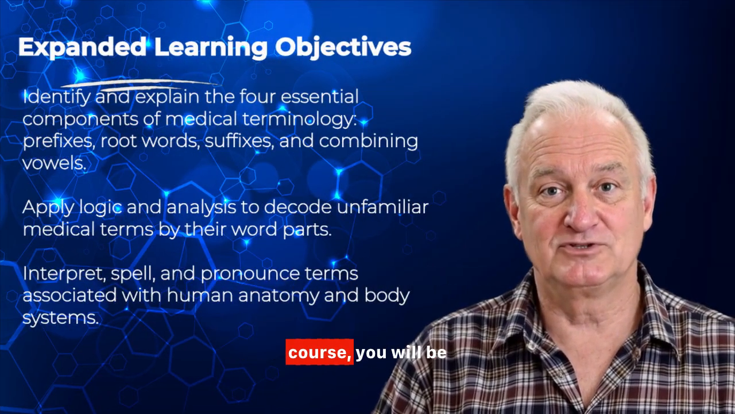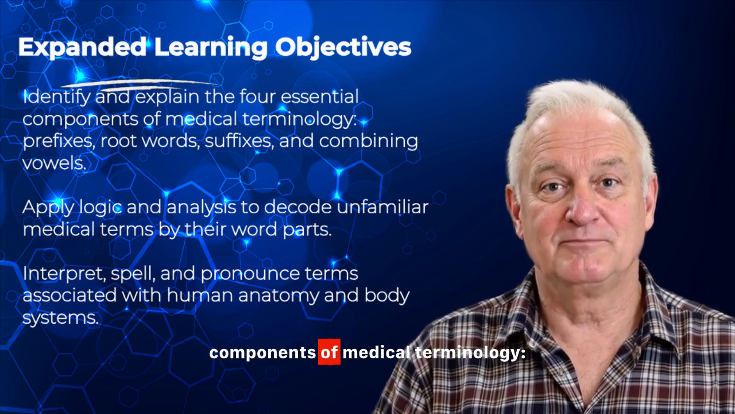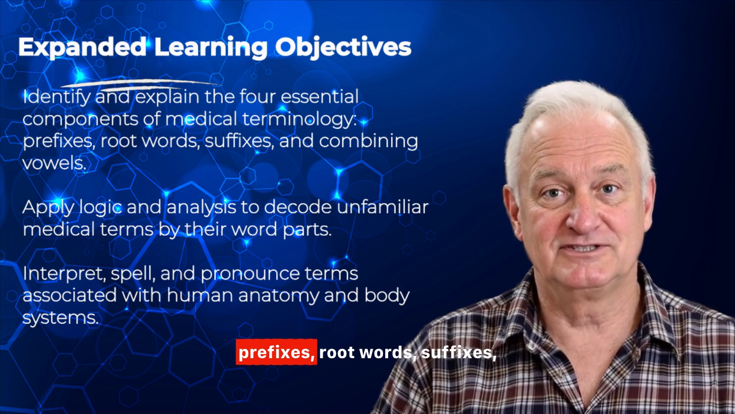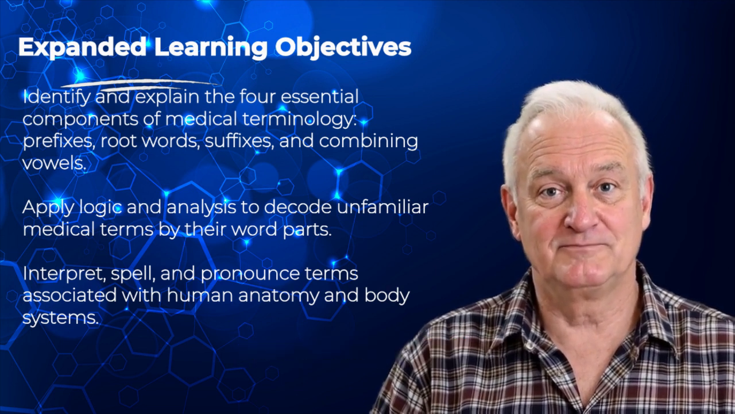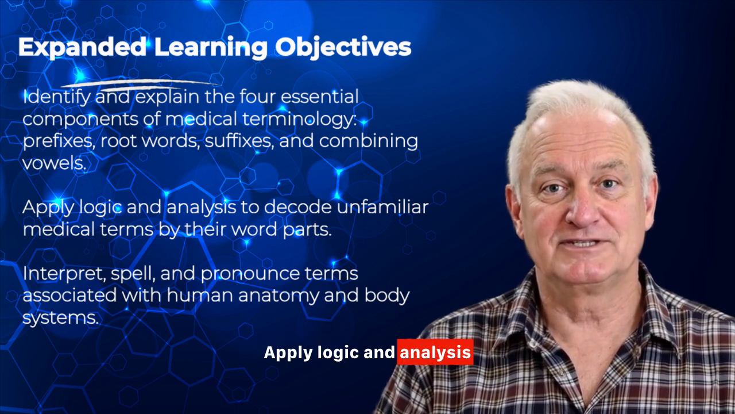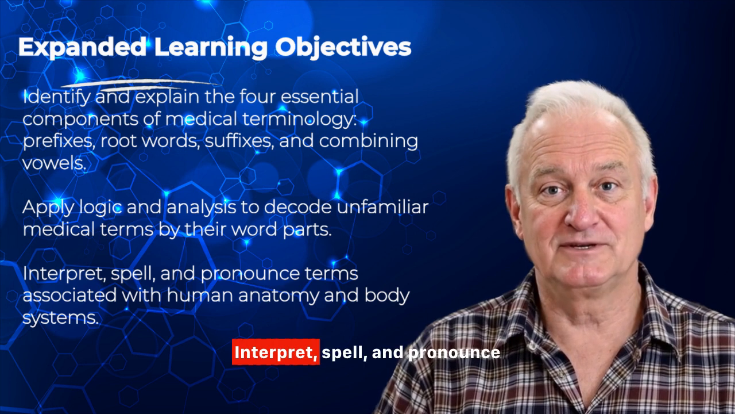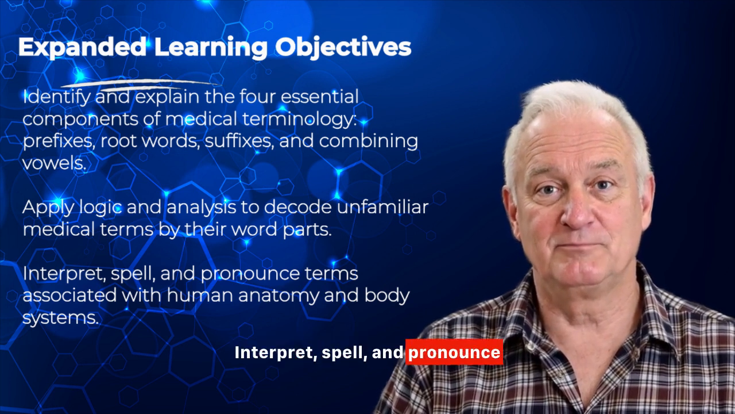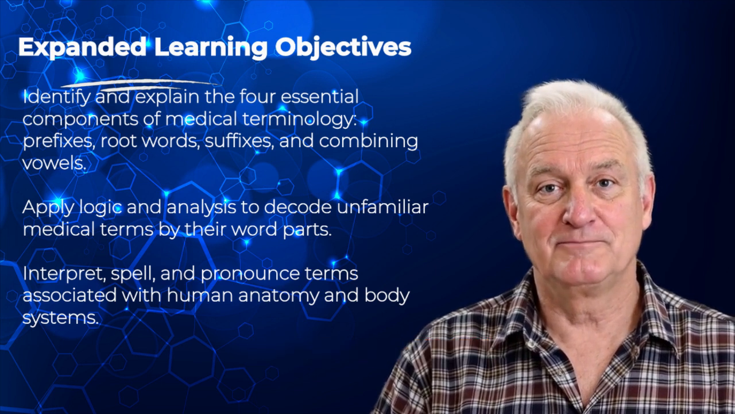Expanded learning objectives. By the end of this course, you will be able to identify and explain the 4 essential components of medical terminology: prefixes, root words, suffixes, and combining vowels. Apply logic and analysis to decode unfamiliar medical terms by their word parts. Interpret, spell, and pronounce terms associated with human anatomy and body systems.